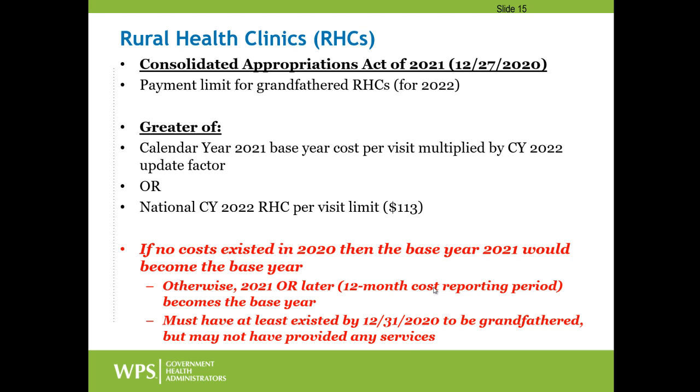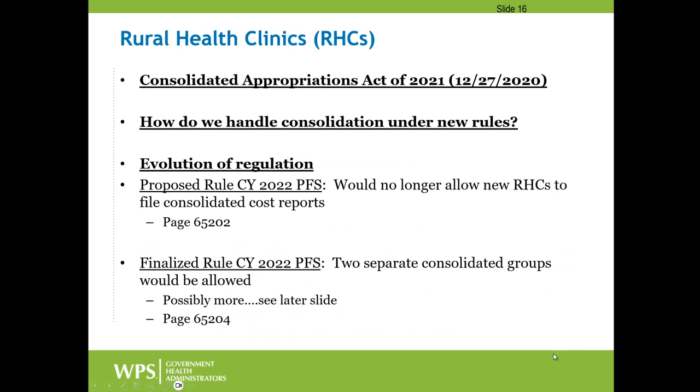What CMS has clarified for us is that once a base year is calculated for a consolidated group, that's locked in and nothing can change. There might be another consolidated group with a different base year, and that's fine, but we have to track them by the base year that they've used. So we'll get to that here in a second. Let's take a look at the evolution of how this regulation came about.